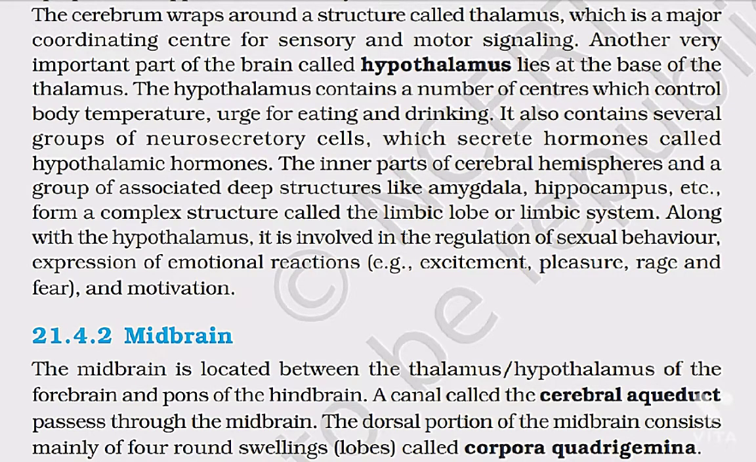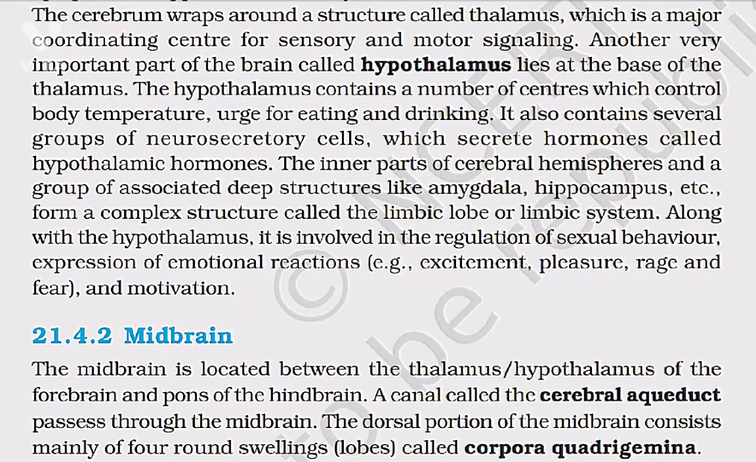The hypothalamus contains a number of centers which control body temperature, urge of eating, and drinking. It also contains several groups of neurosecretory cells which secrete hormones called hypothalamic hormones. The inner part of the cerebral hemisphere and a group of associated deep structures like amygdala, hippocampus, etc. form a complex structure called the limbic lobe or limbic system. Along with the hypothalamus, it is involved in the regulation of sexual behavior, expression of emotional reactions, example, excitement, pleasure, rage, and fear, and motivation.